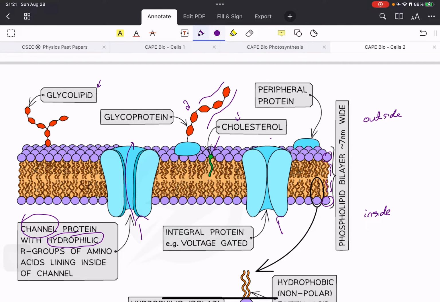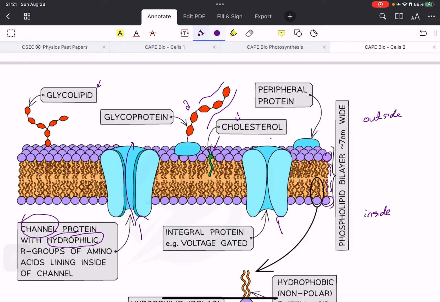However, each protein is specific to one certain particle. So for example, potassium, the ion potassium, needs a potassium protein channel to pass through, right? So if there's a sodium protein channel, the potassium can't pass through there, okay.